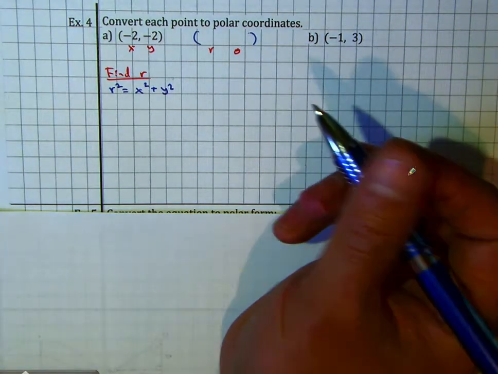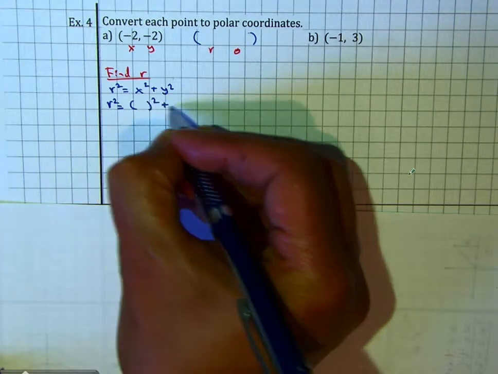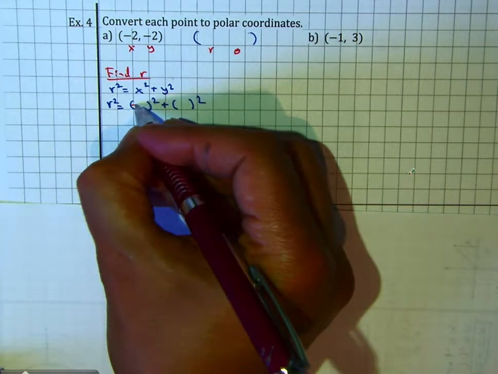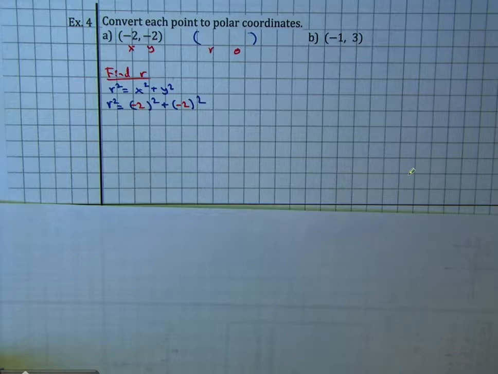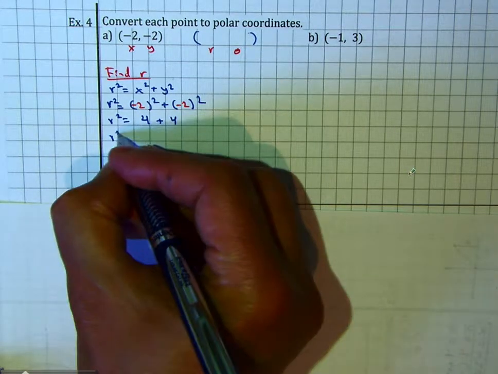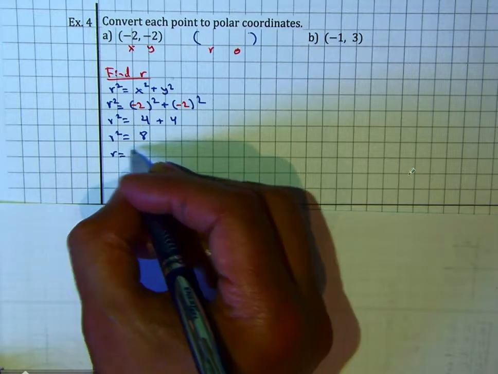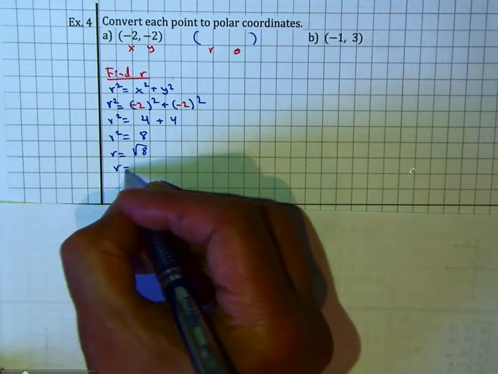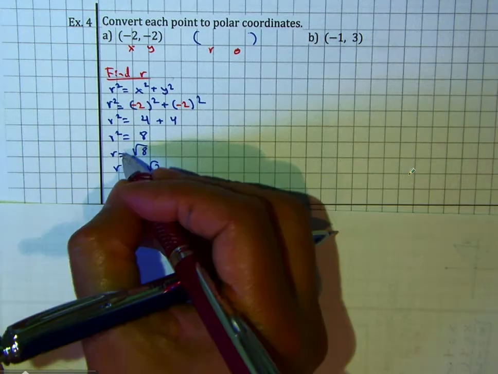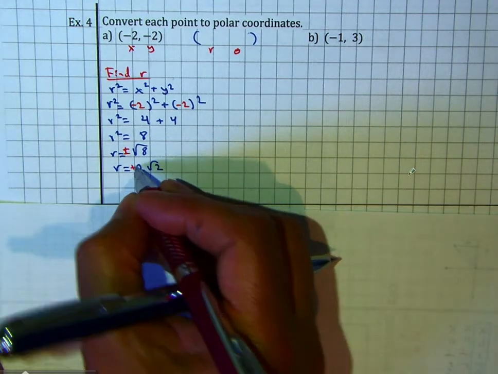Where x will be negative 2 and y will be negative 2 as well. So therefore r squared is equal to 4 plus 4, r squared is equal to 8, r equals the square root of 8, r equals 2 square root of 2. Now remember that we do have a plus or minus, but because the definition of r is the distance, we only keep the positive version of it.